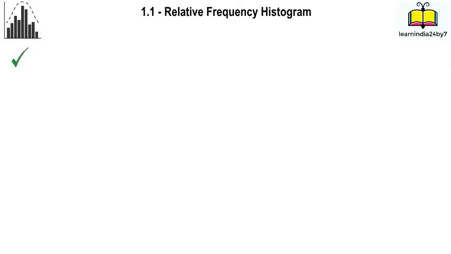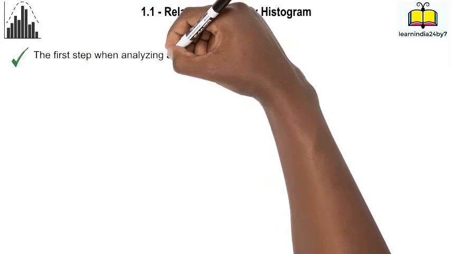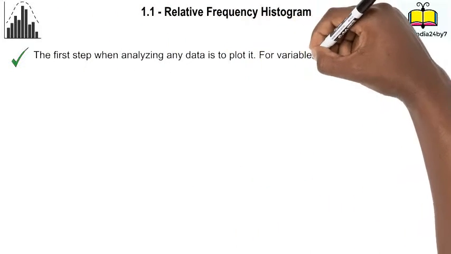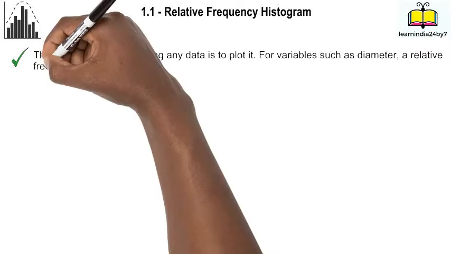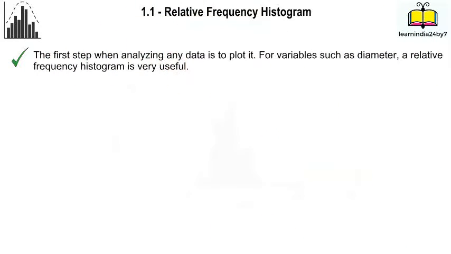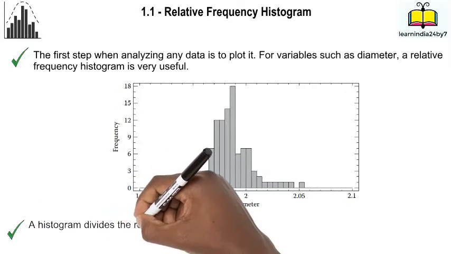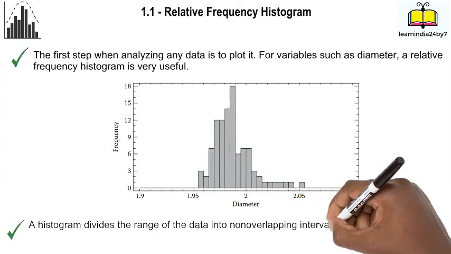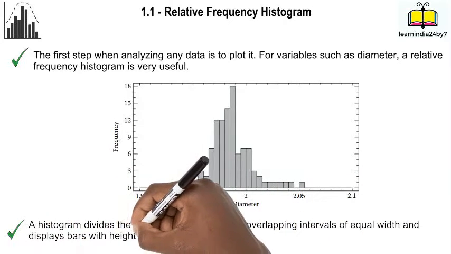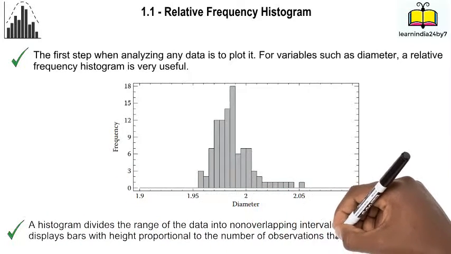The first step in analyzing any data is to plot it. For variable data such as diameter, plotting a histogram is useful. A histogram divides the complete range of data into non-overlapping intervals and displays bars with height proportional to the number of observations in each interval.